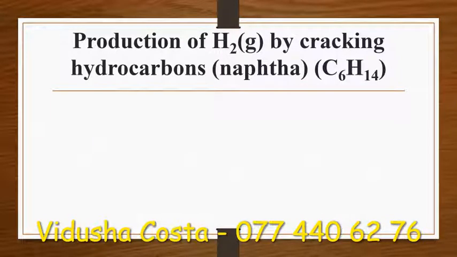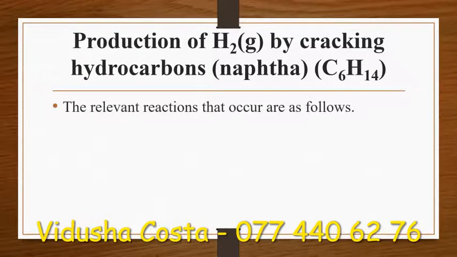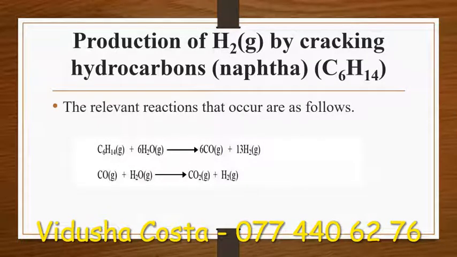I told you there are two methods of producing hydrogen gas. The other method is production of hydrogen by cracking hydrocarbons. So we consider hydrocarbons can be reacted with water vapor to give carbon monoxide and hydrogen gas. And carbon monoxide reacts with water vapor to give carbon dioxide and hydrogen gas. That's how the reaction takes place.